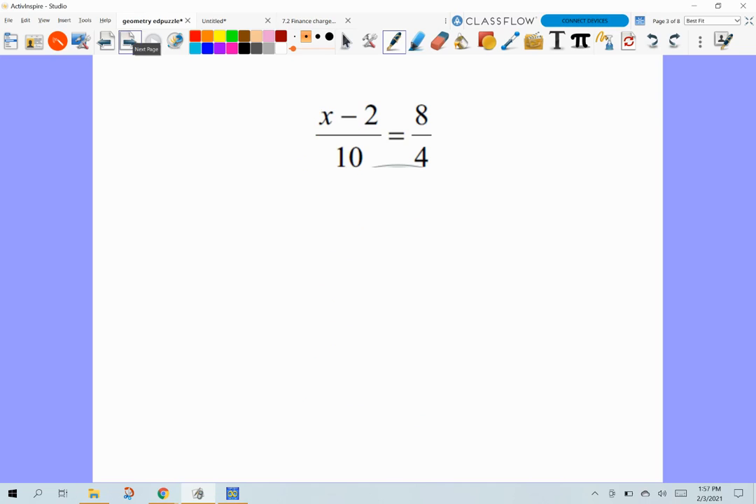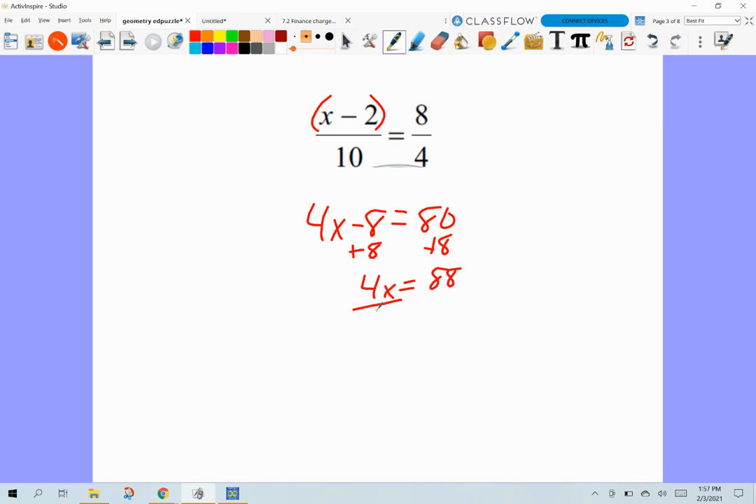Okay, last proportion. Again, parentheses here, cross multiply and solve. So when I cross multiply, again, once you get that first step of multiplication done, these are pretty straightforward equations to solve.